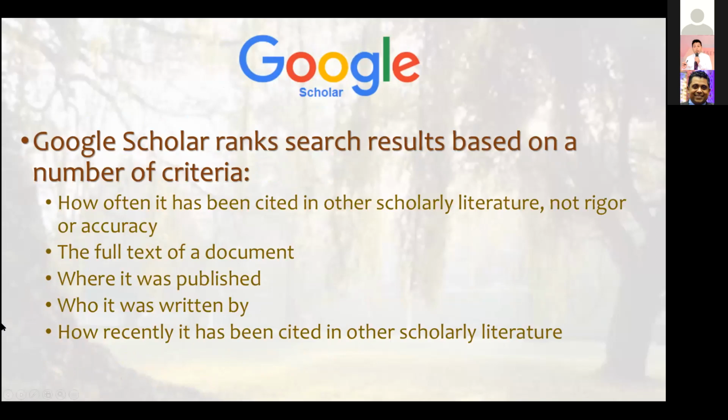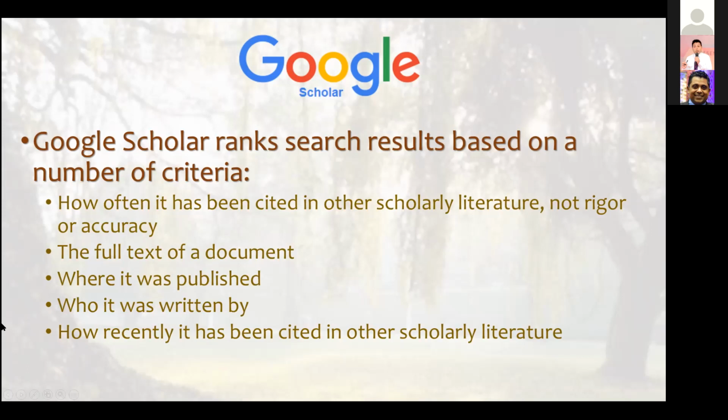Now, when you look at Google Scholar search, it's based on a number of criteria. If you look at these criteria, you will see that it is the same importance that you would normally give a research paper. So basically, how often it has been cited in other scholarly literature. If a paper is cited more, it is definitely more relevant or more important than something that is not cited that much.